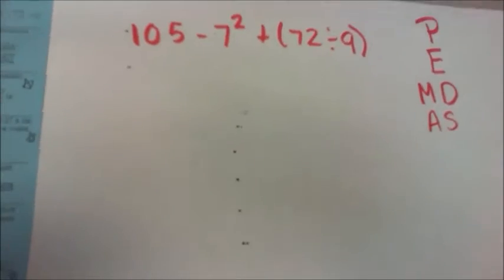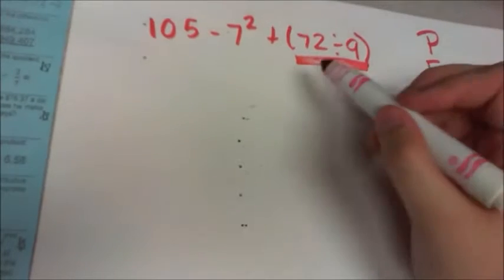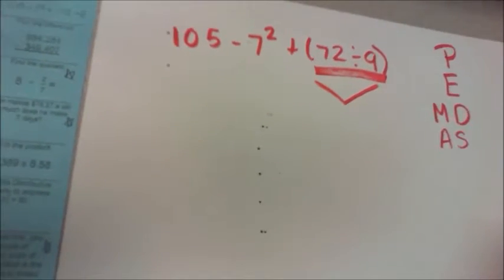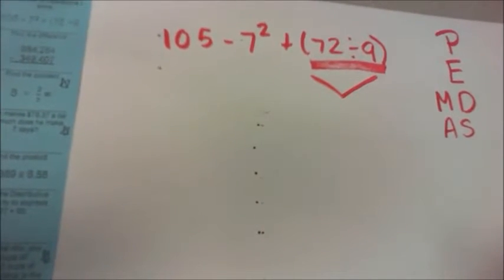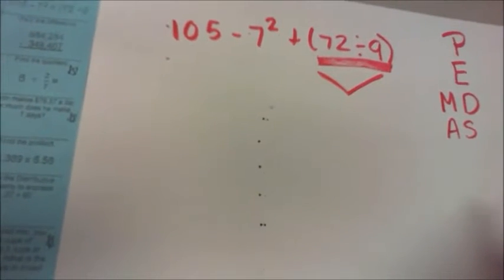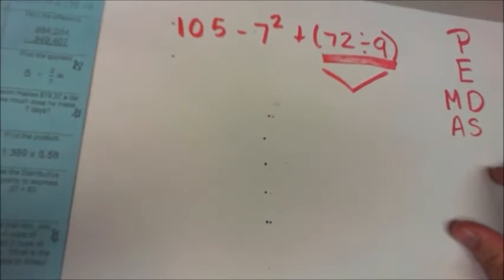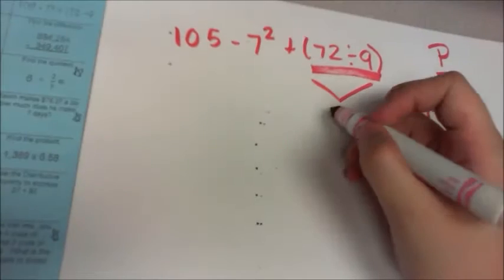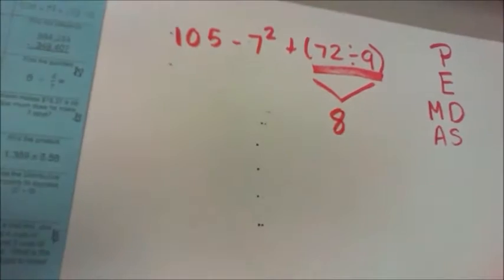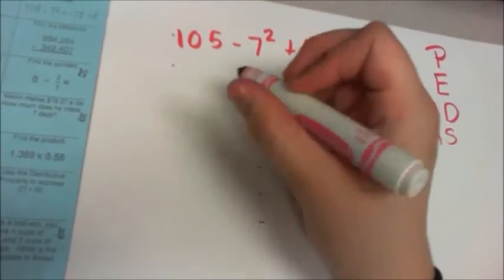So first things first, I can see here that there are parentheses. I have parentheses right here for 72 divided by 9. If you don't know your division, grab a multiplication chart, look in the 9 column until you find the 72. 9 times what number gives you 72? You should say 9 times 8 gives you 72. Then we copy the rest down.